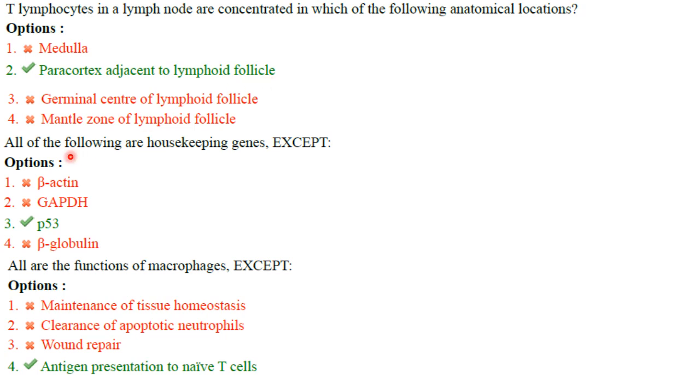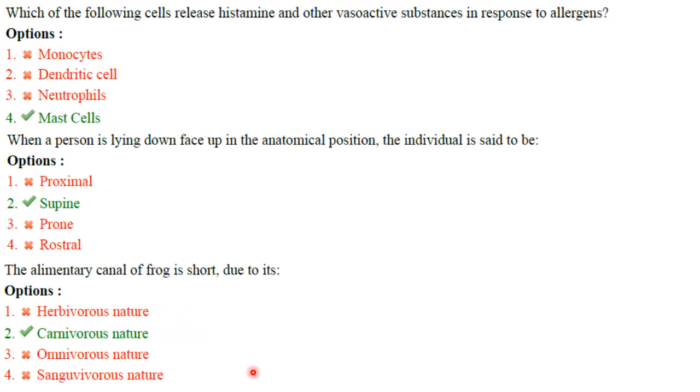Next one. All of the following are housekeeping genes except. Except P53, all the others are housekeeping genes. So answer here is option 3. All are the functions of macrophages except. Except antigen presentation to naive T cells, all the others are functions of the macrophages.